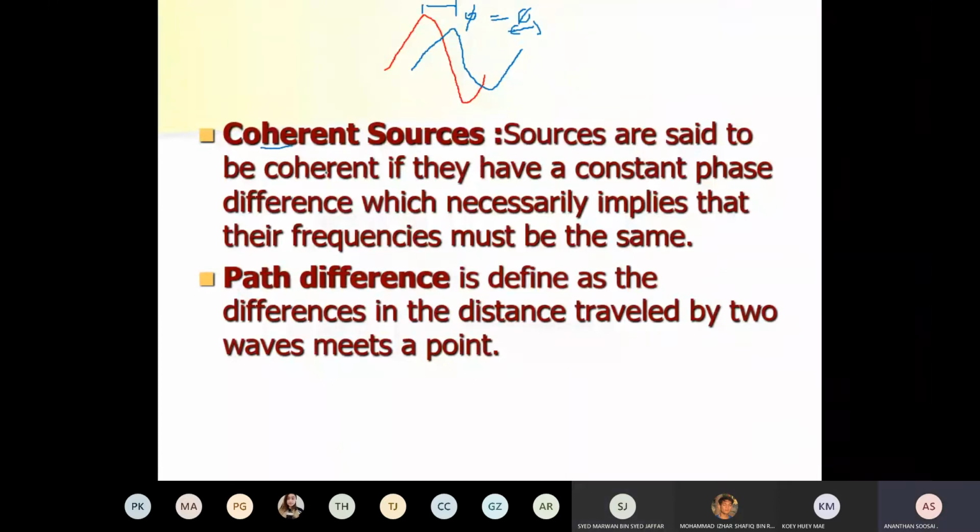Yes, it's coherent. Coherent has nothing to do with amplitude. You can have different amplitudes. That affects whether interference is observable, but for a coherent source, it can have a different amplitude, as long as the phase difference is constant. Okay, path difference is what? The difference in the distance traveled for the two waves to meet at the point.